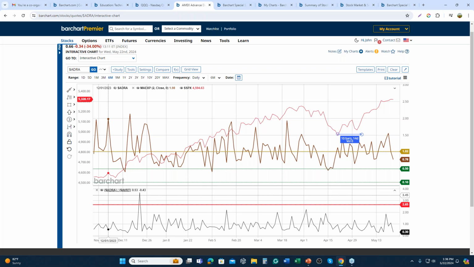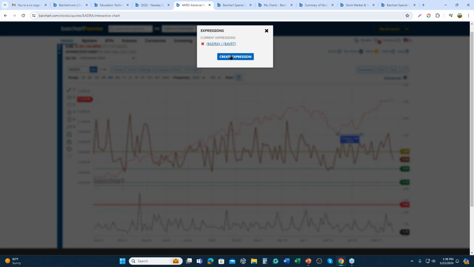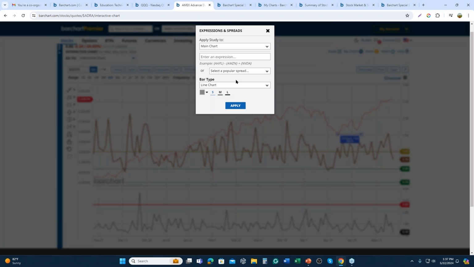This one we're looking at the Amex. So that is creating that symbol. If you're not familiar how to do that, create this expression. So there is that expression, the $ADRA and the $AVRT, those expressions of those two special symbols. And creating expressions is real important: you need to always remember to bracket the symbols.